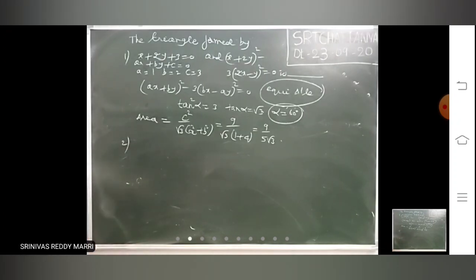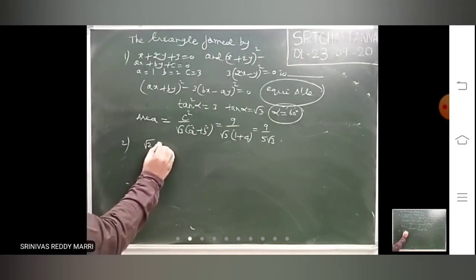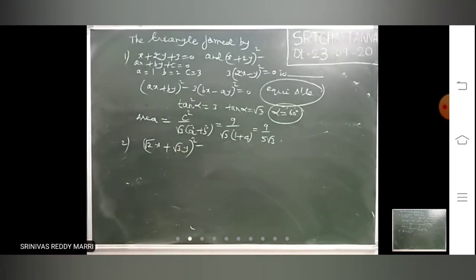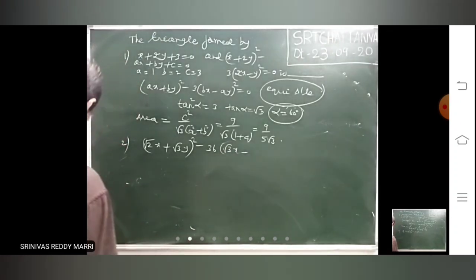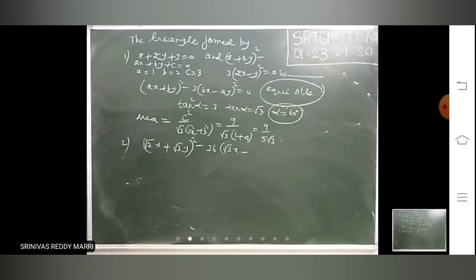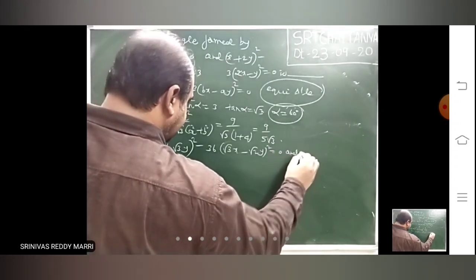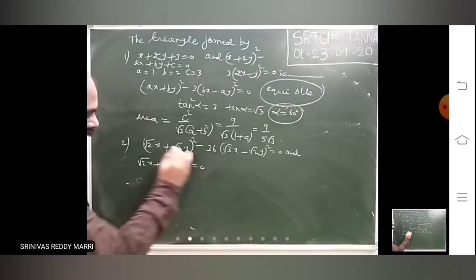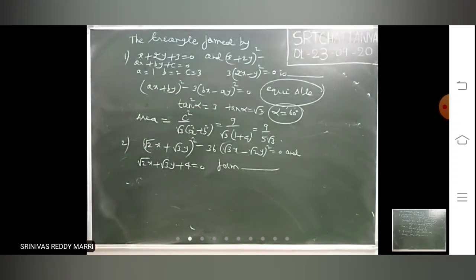Suppose another question. Suppose he has given like this, (root 2 x plus root 3 y) whole square minus 36 into (root 3 x minus root 2 y) whole square equal to 0 and line form dash. So this triangle he is asking, look at.